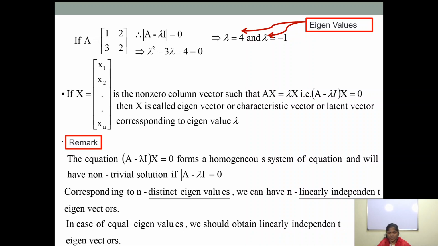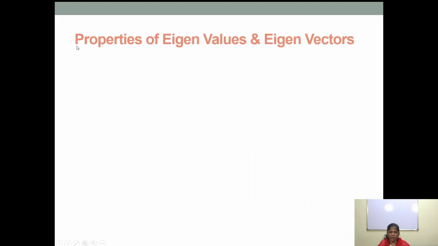We'll discuss how to obtain linearly independent eigenvectors in case of equal eigenvalues when we go through the examples. Now let us come to the most important part of this video, that is properties of eigenvalues and eigenvectors. So the first property is, the sum of eigenvalues of the matrix is equal to the trace of the matrix. Now what is meant by trace?